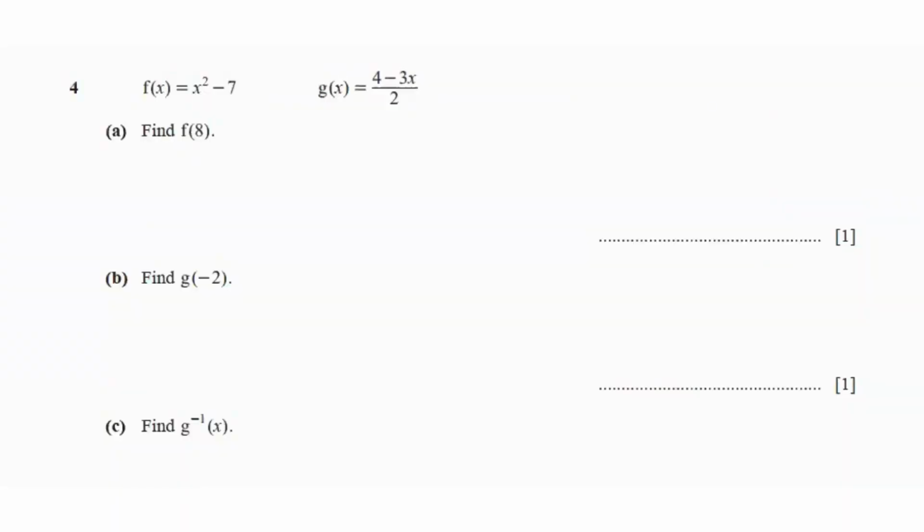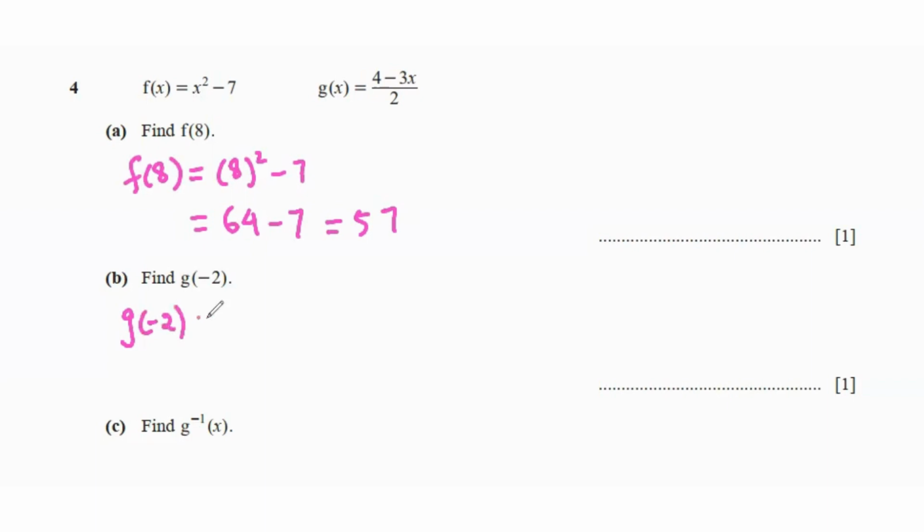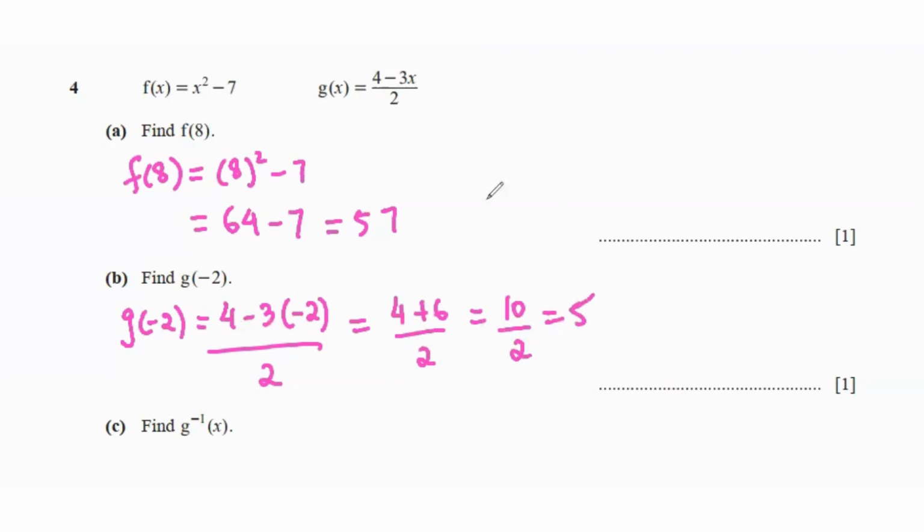Question 4 has given us 2 functions, f of x and g of x, and they want us to find the value of f of 8. So f of 8 is going to be 8 squared minus 7, which is 64 minus 7, and that is going to equal 57. Then it says find g of negative 2, so that's going to be 4 minus 3 times negative 2 over 2, which is 4 plus 6 over 2, 10 over 2, and that is 5.